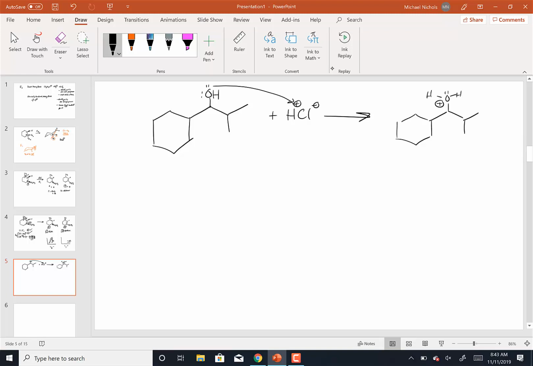The water has to go. So the rules for this are that if you form an oxonium ion and you have a secondary or tertiary system, you're going to lose the water. Okay. So I'm going to lose the water on this, and I'm going to form my carbocation.